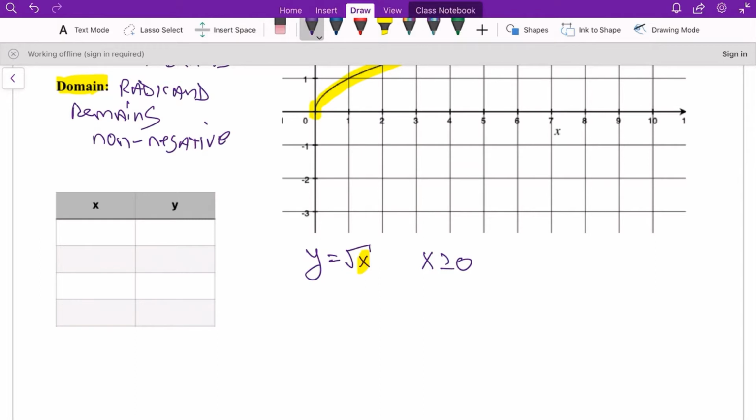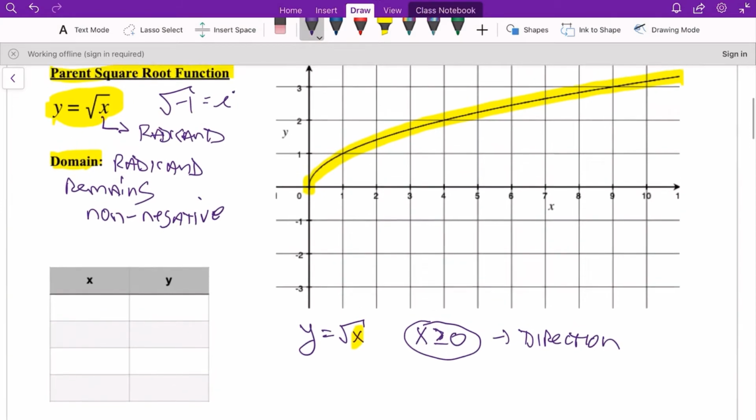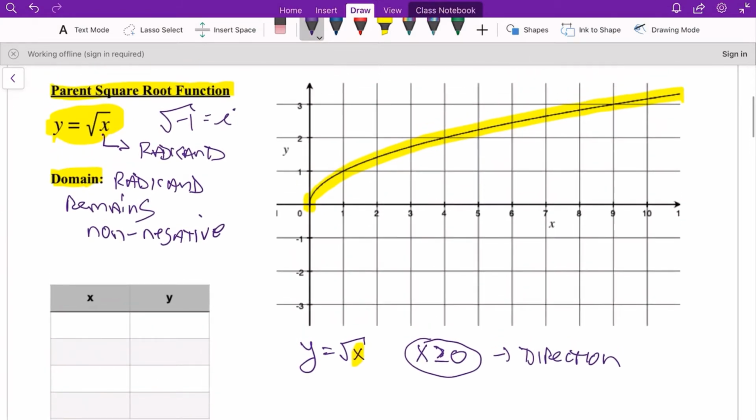You can see my inequality is pointing to the right. It's saying take numbers greater than or equal to 0. This is also telling us the direction that the graph will point. As you can see up above here, this graph is pointing to the right, and my inequality is also pointing to the right.